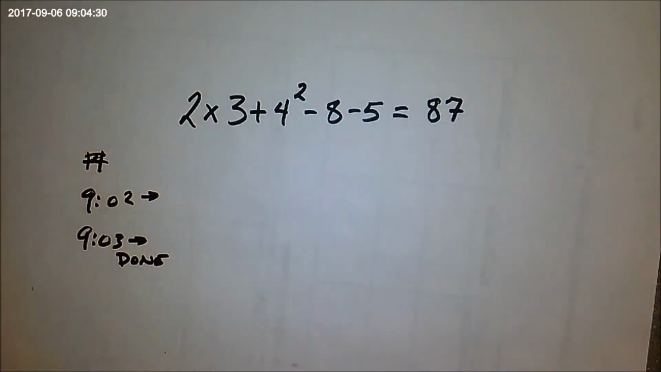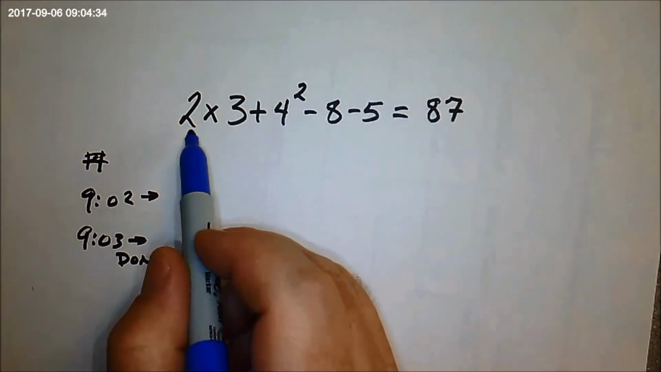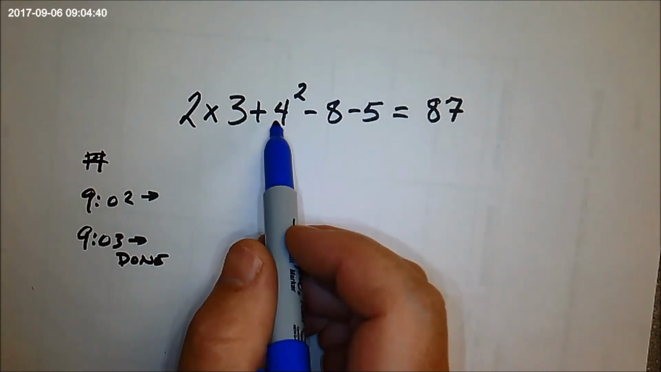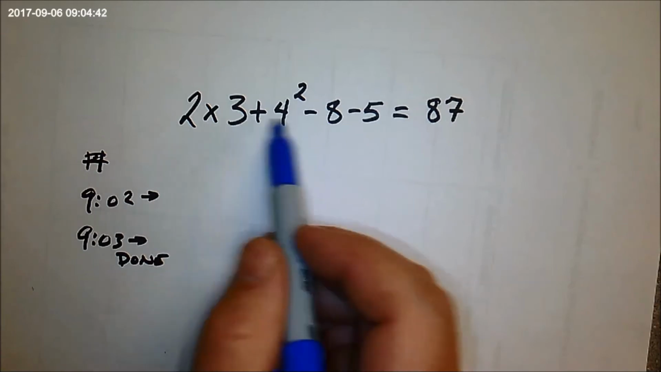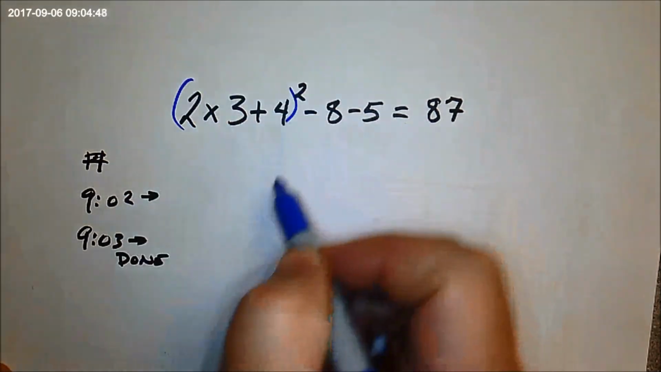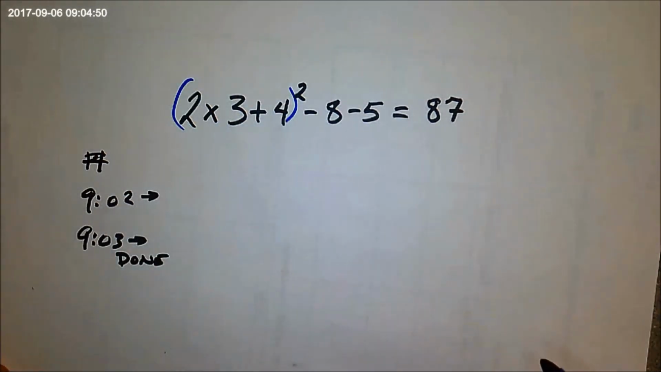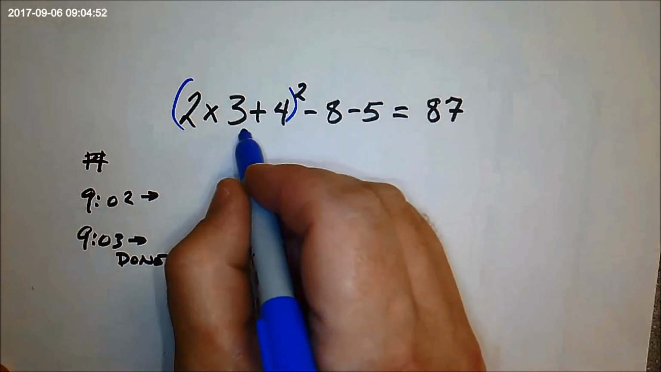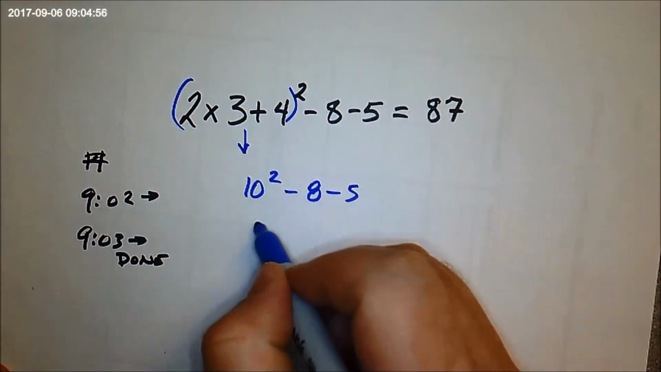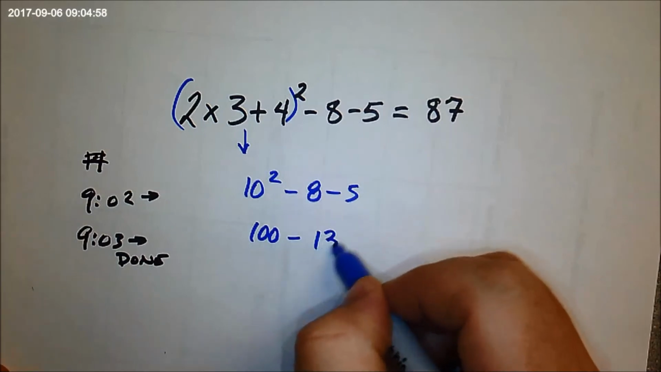Okay, Josh, you ready? Josh, what is 2 times 3? 6 plus 4? What is 2 times 3 plus 4? 10? What's 10 squared? This would be 100, right? Because this would be 10 squared minus 8 minus 5. That would be 100 minus 13.